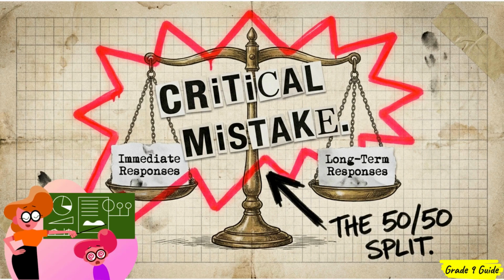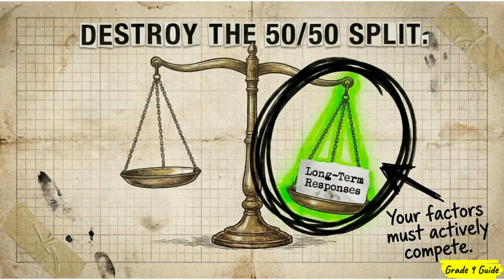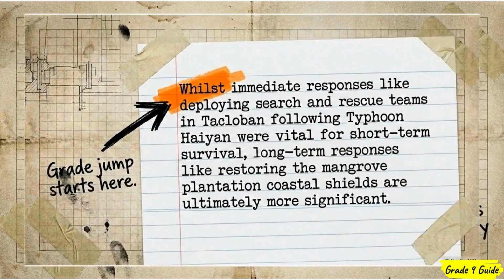The examiner reports are damning on this point. This equal treatment prevents students from accessing top-level marks because they are narrating 2 parallel stories rather than making an evaluative judgment. You are not being marked simply on whether you know 2 responses. You are being marked on whether you can decide which one matters more and prove it. To unlock grade 8, your factors must actively compete against each other on the page.